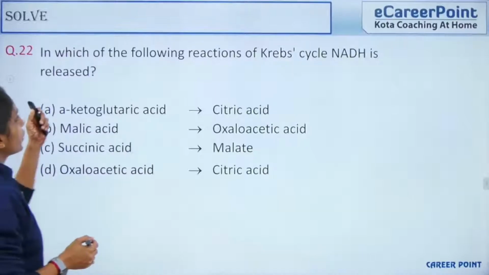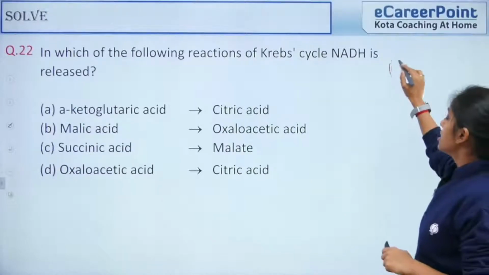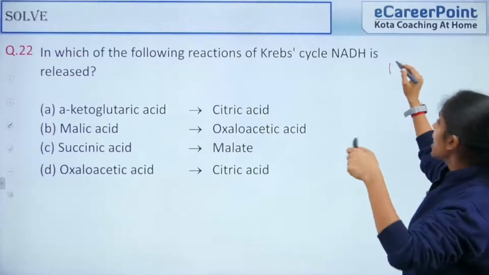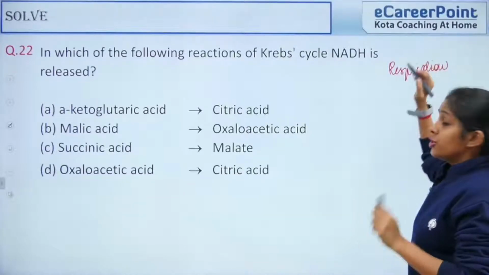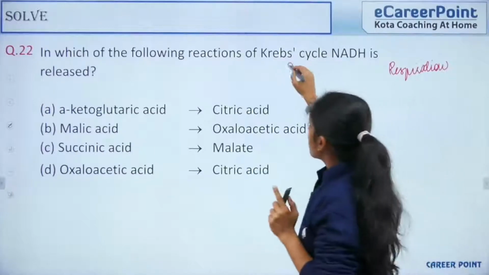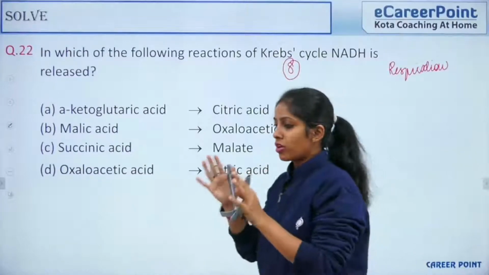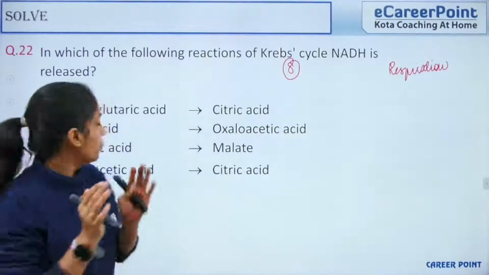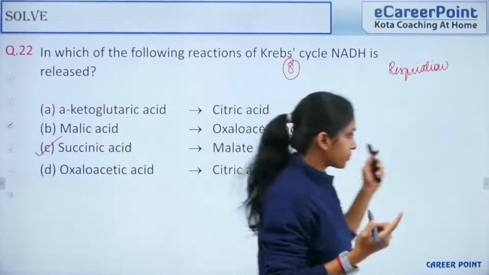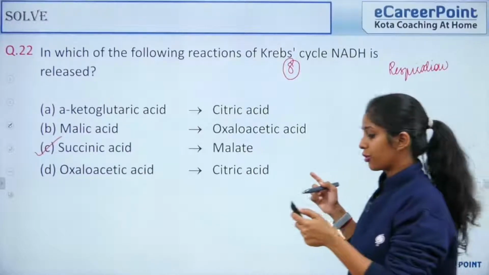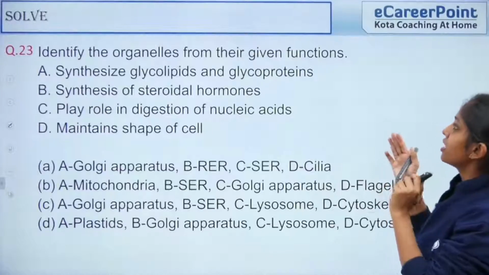So question 22, in which of the following reaction of Krebs cycle NADH is released? So this is from the chapter where Krebs cycle is coming. So this is respiration in plants. So this entire Krebs cycle is an 8-step reaction and I want you to remember them. So one day I will do only the pathways C3, C4, Krebs cycle and glycolysis so that it's easy for you. Alright. So succinic acid to fumarate. So you have this NADH produced.